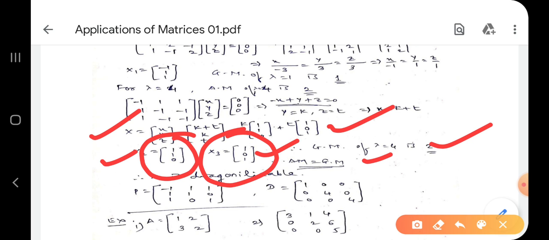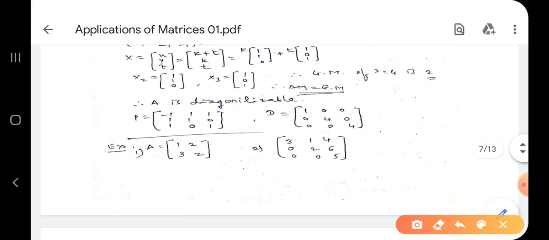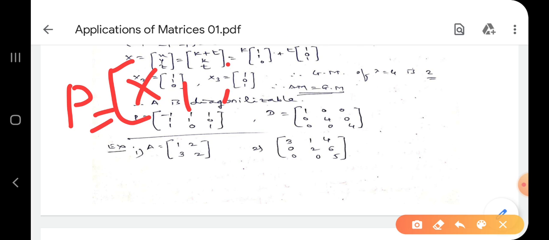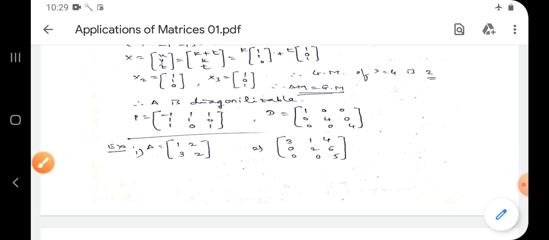What is the algebraic multiplicity? The algebraic multiplicity is also 2. It is repeated. So the algebraic multiplicity is equal to the geometric multiplicity. Therefore, yes, matrix A is diagonalizable. And we can write down that matrix P is equal to x1, x2, x3. Write down the column vectors as they are here: first vector, second vector, third vector, column wise. Understood? And matrix D is 1, 4, 4 on the diagonal.